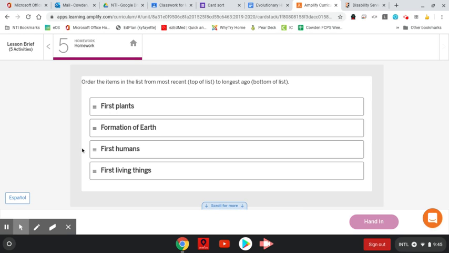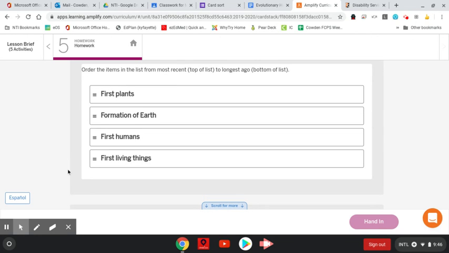Then do you think plants or animals? First living things or animals or plants. Then you have up here, first living animals versus plants. Then first humans versus plants, or something in this order. You want the oldest at the bottom to the newest. Okay, remember that humans are not as old as plants or animals, so you want to think about that.